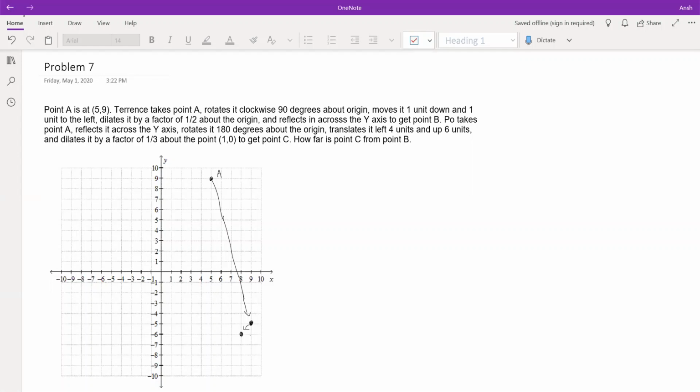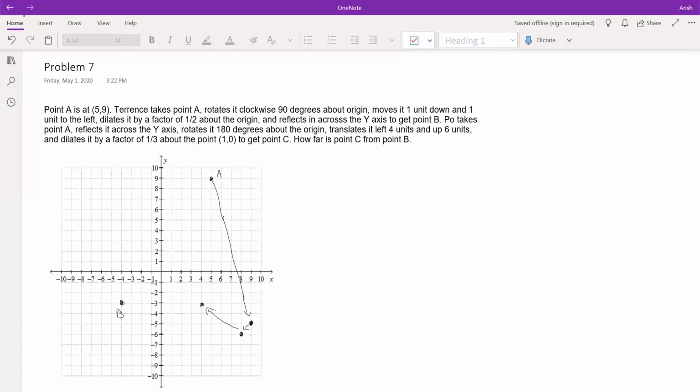And then it tells us that it gets dilated by a factor of 1/2 about the origin. So we just multiply all the coordinates by 1/2, and this gives us (4, -3). And then finally, what Terence does is he reflects it across the y-axis. So since it's the y-axis, we just change the sign of the x value. So this gives us (-4, -3). So this is our first set of transformations.